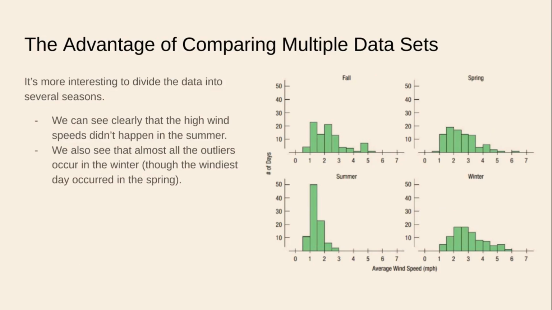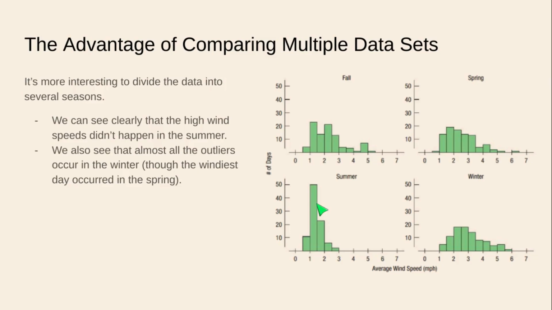All right, so here are our graphs talking about seasons. We can see right off the bat that there are some noticeable differences between the seasons. It is more interesting to divide the data into several seasons. We can see that the high wind speeds did not happen in the summer. The summer was pretty boring wind-wise.